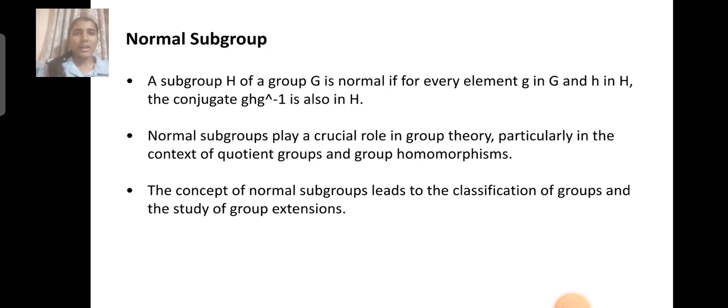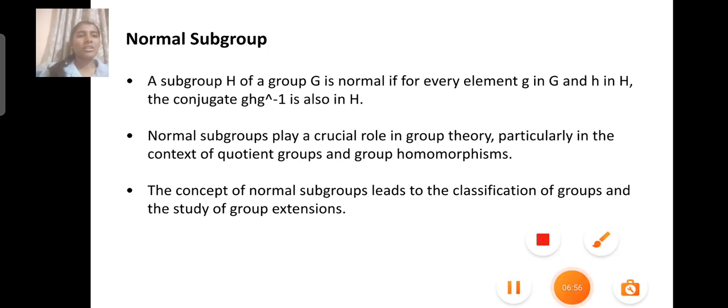Normal subgroup. A subgroup H of a group G is normal if for every element g in G and h in H, the conjugate g h g inverse is also in H. Normal subgroups play a crucial role in group theory, particularly in the context of quotient groups and group homomorphisms. The concept of normal subgroups leads to the classification of groups and the study of group extensions.